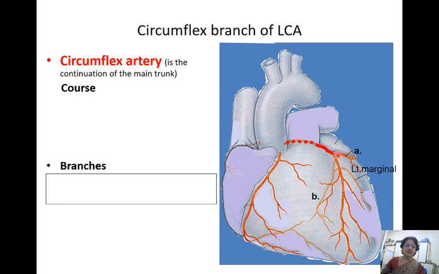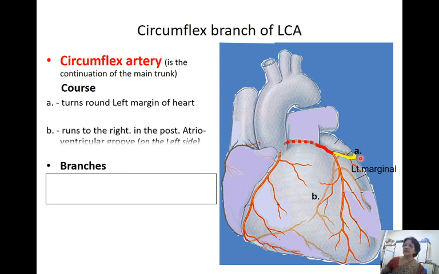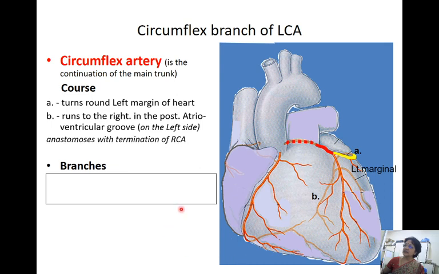Let's just look at the left circumflex. We consider it as a continuation of the main stem because it's almost in the same direction as the main stem. This one is an angled branch. So we see the circumflex as a continuation of the trunk. It turns around the left margin. And now it starts moving on in the back groove, on the right side, in the posterior atrioventricular groove. Right? And anastomoses with the termination of the right coronary.